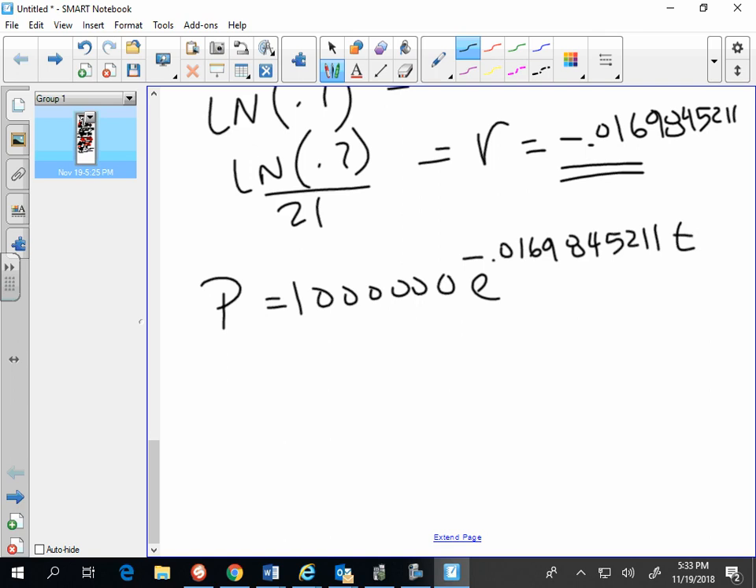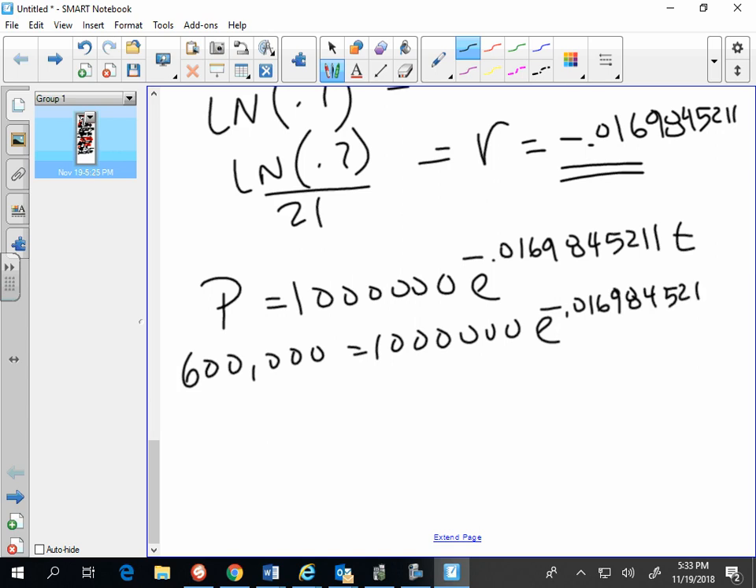The question here says, if this trend continues, when will their population be the same as Tucson, or 600,000? Does 600,000 go in for time, or does it go in for P, population? 600,000 goes in over here for population. e to the negative 0.016984521 t. How do I solve for t?